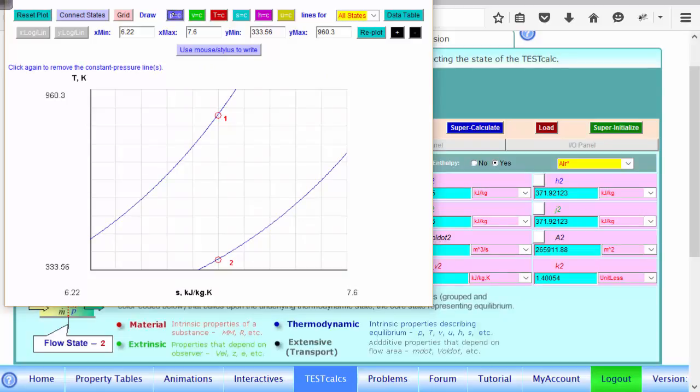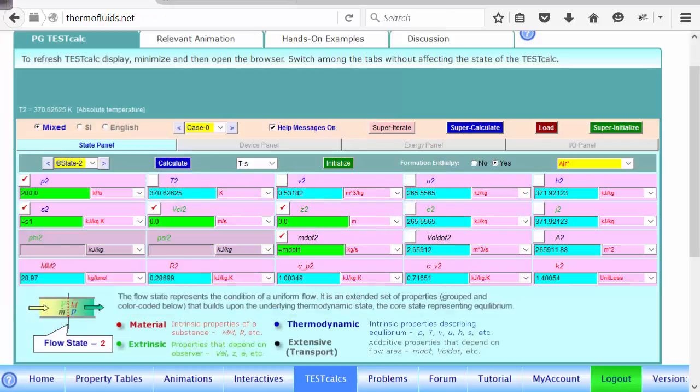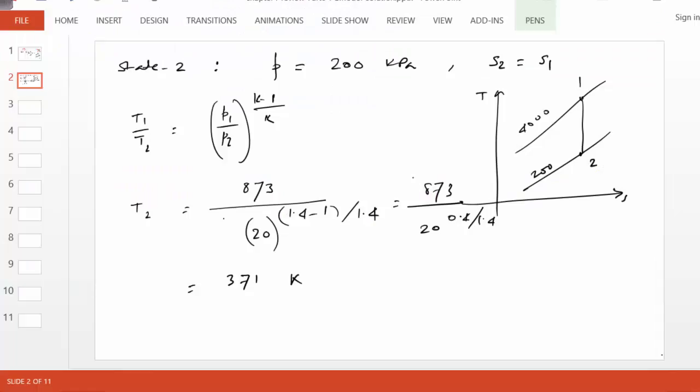And just to remind you, if you recall from our Otto cycle problem solutions, constant volume lines are steeper than constant pressure lines in a perfect gas. So again, you can see evidence of that here. Okay, now let's get back to the problem.